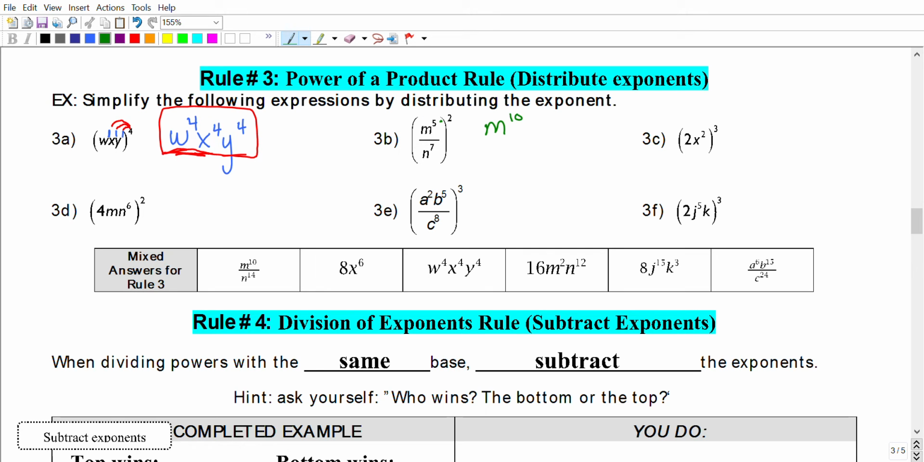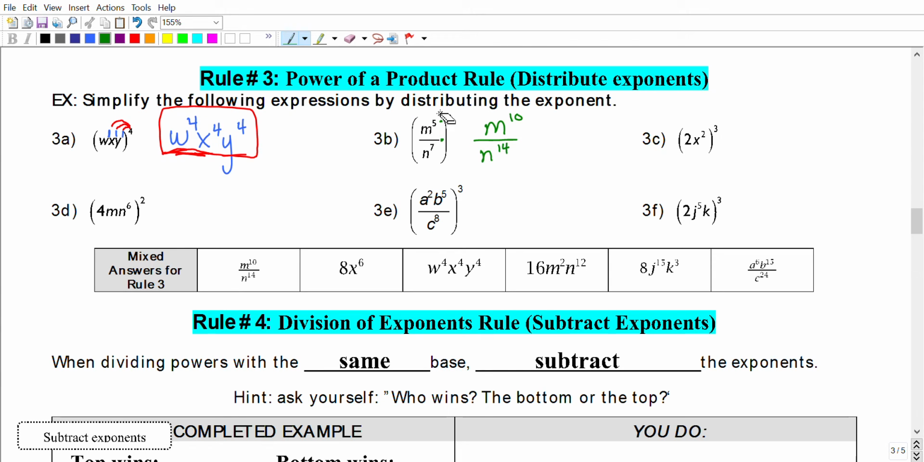Now I'm going to do the same thing, but now with my bottom piece, which is that n. So I'm going to go ahead and grab my pen here. So notice again, this is 7 times 2. So this is n to the 14th.